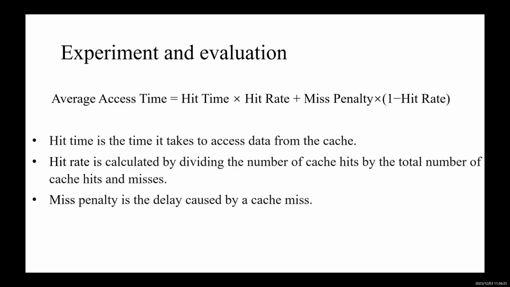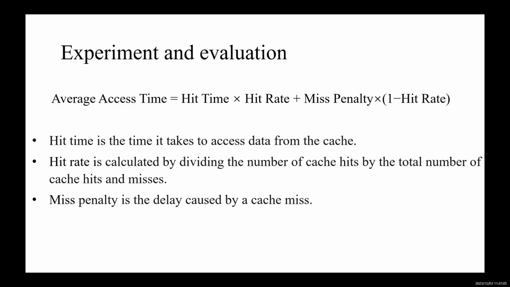Cache hit time is the time it takes from issuing a request to receiving the data if the requested data is within the cache. And cache miss penalty is the time required to fetch data from the next level of storage when the requested data is not in the cache. And cache hit rate is the probability that the requested data is within the cache. Therefore, the average access time can be calculated using the formula in the figure.